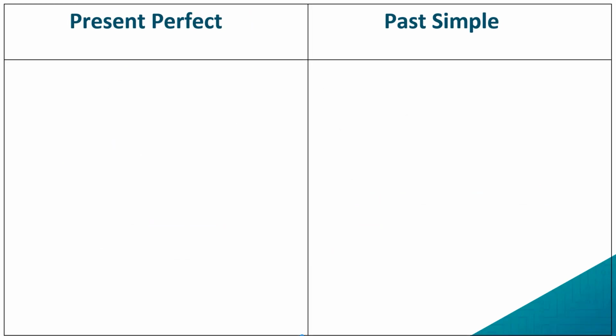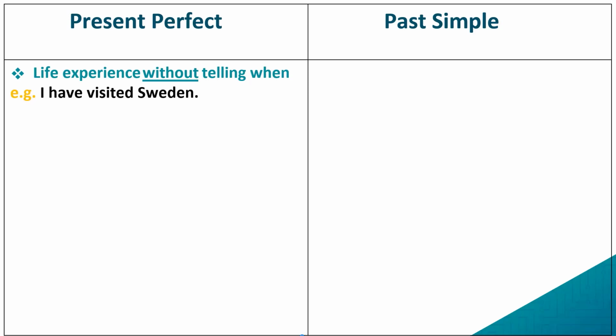Present perfect also describes life experience without telling time. For example, I've visited Sweden. This means I visited Sweden many times in the past. I haven't eaten Chinese food. This means I describe my experience with the Chinese food. And as you can see, we don't have time mentioned in both examples.